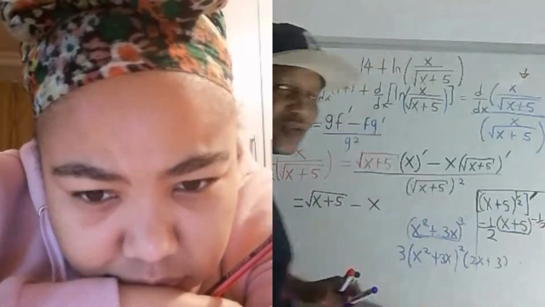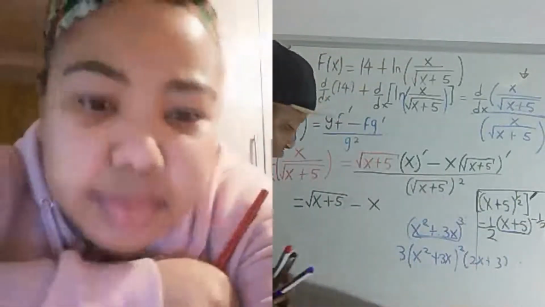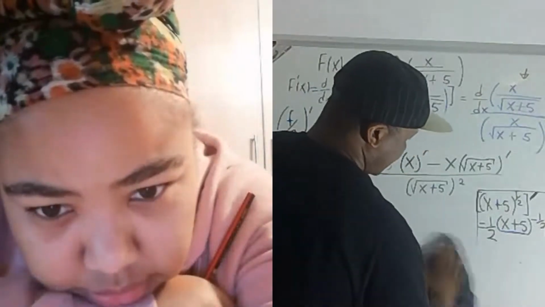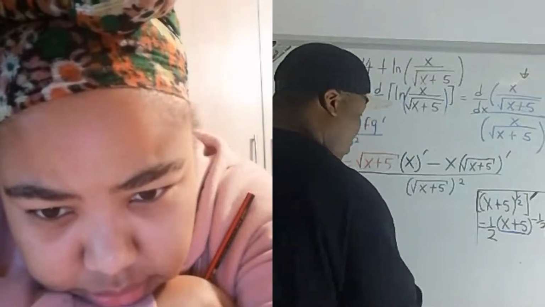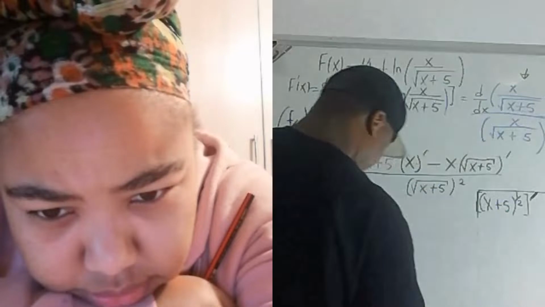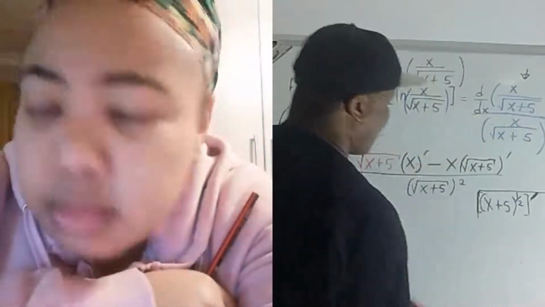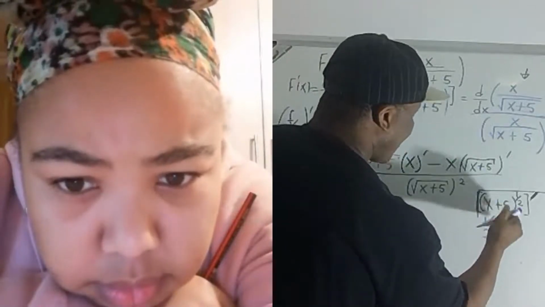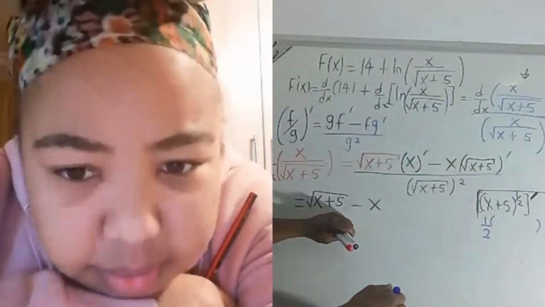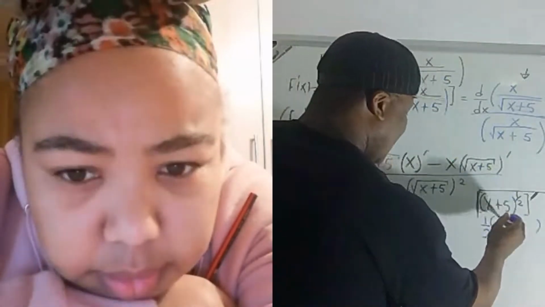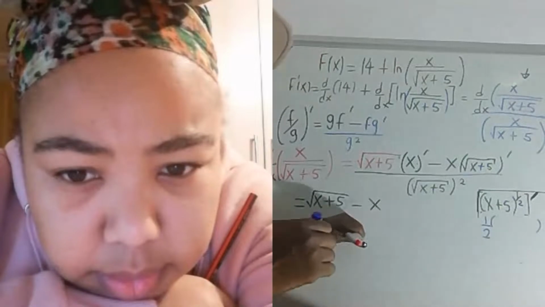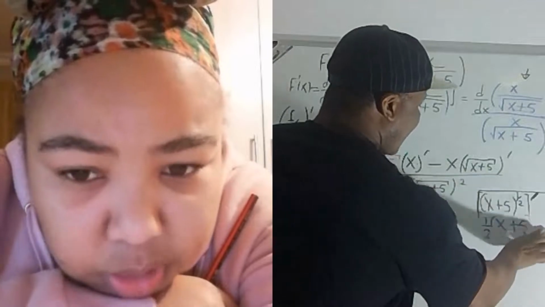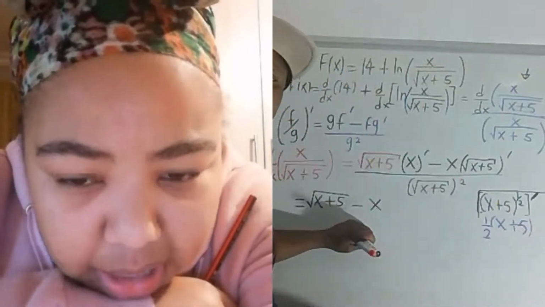So now we come here. Did you understand this? Yes, I did. So now let's go back to our problem. Let me read it so you can see again clearly. A half is going to go to the front, a half times the bracket, because you differentiate. We drop it, x plus 5, and then to the power negative a half.